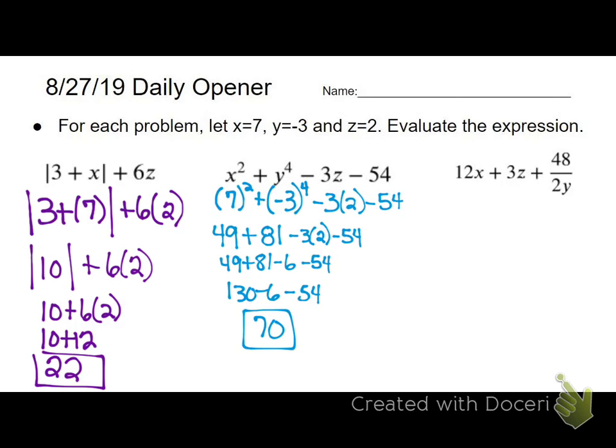All right, last one. Chance, tell me how to rewrite this. 12, parentheses 7, plus 3, parentheses 2, plus 48 over 2, parentheses -3. Good. Okay.